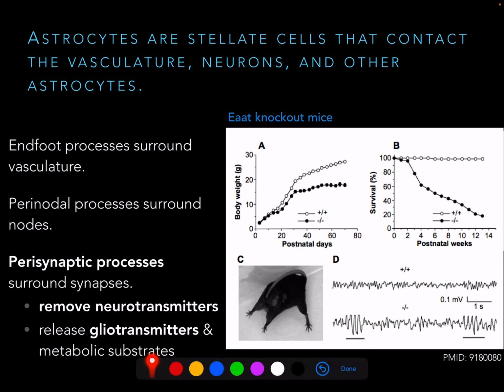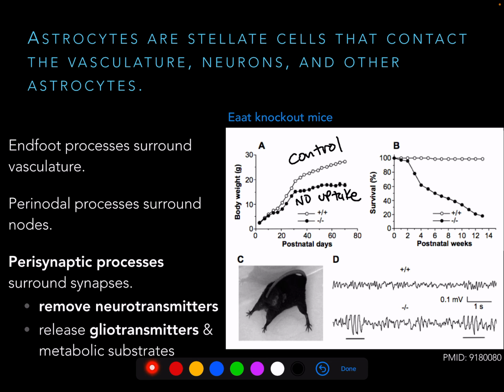Now the importance of picking up neurotransmitters is highlighted in these data. The open circles are what we call wild type mice or control. And then we have the glutamate transporter knockout mice. So here we'll say no uptake.